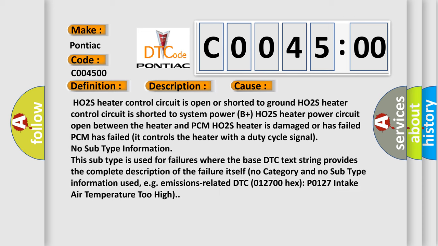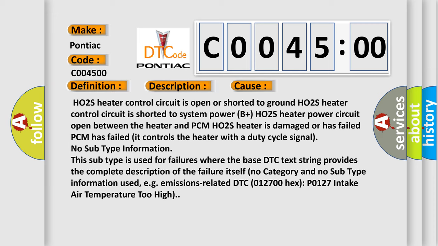HO2S heater control circuit is open or shorted to ground, HO2S heater control circuit is shorted to system power B plus, HO2S heater power circuit open between the heater and PCM, HO2S heater is damaged or has failed, PCM has failed, it controls the heater with a duty cycle signal, no subtype information.